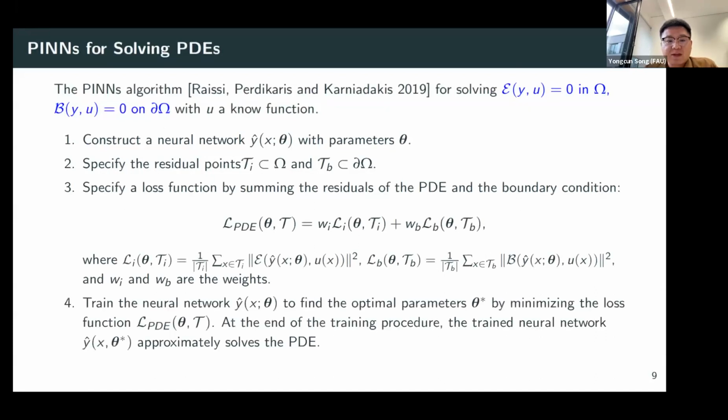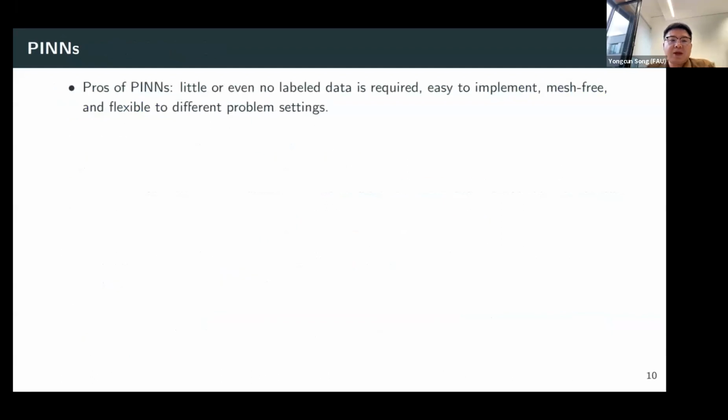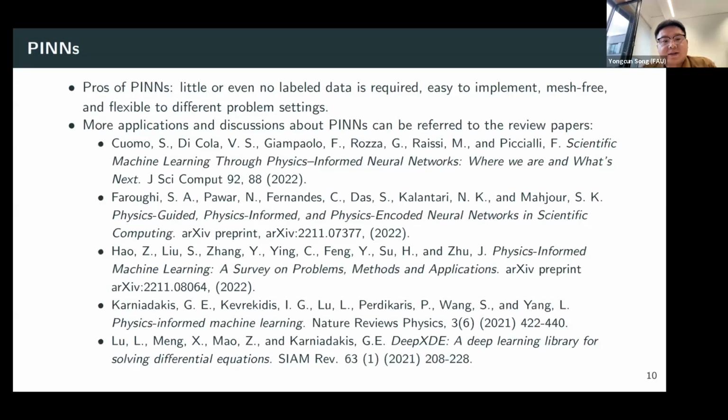Okay, it's just a standard procedure of PINNs. We first approximate the solution by a neural network, and then we specify some residual points in the domain and on the boundary. Then we specify a loss function by summing the residuals of the PDE and the boundary condition, and then we train the neural network. And PINNs have a lot of nice properties. For example, little or even no labeled data is required, and it is easy to implement, and it is mesh-free and flexible to different problem settings. And there are some review papers that discuss some applications and other aspects of PINNs.